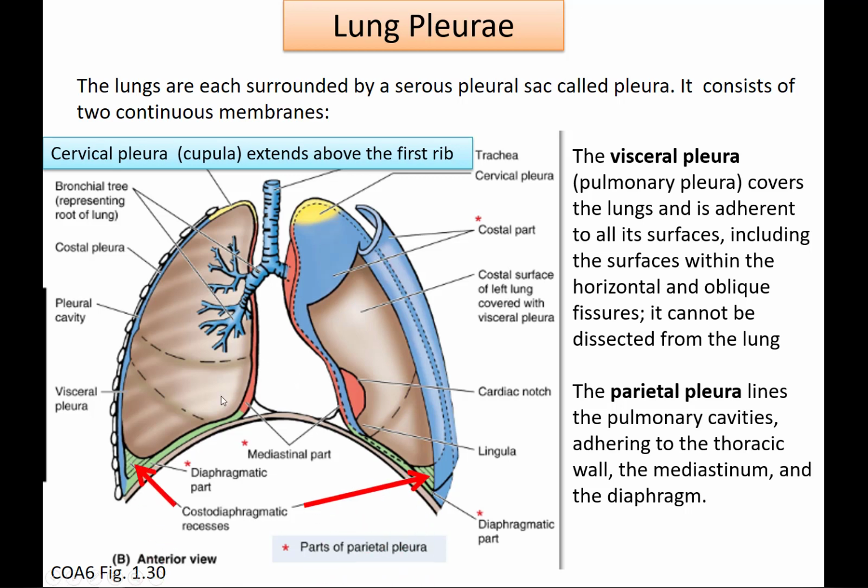Down here, these places, these recesses, are called the costodiaphragmatic recesses because it's the recess between the diaphragm and the ribs. That's the deepest part, basically, that you can get to. So that's also where you're going to have a collection of blood or fluid that can be drained right out of the costodiaphragmatic recesses.